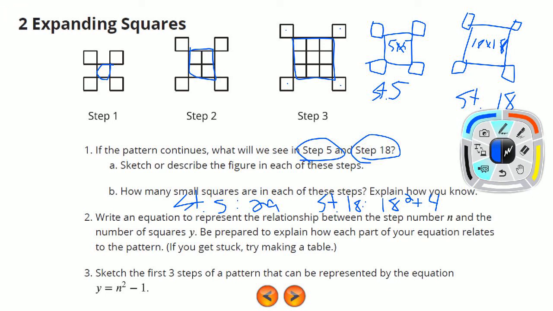Write an equation to represent the step number n and the number of squares y. So y would equal, we said we have to square the step. So if we square the step, it's just n squared, and then add 4. So my equation would be y equals n squared plus 4.